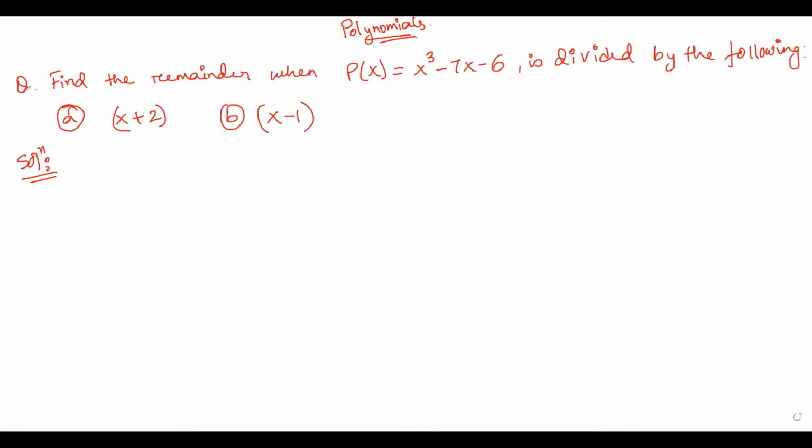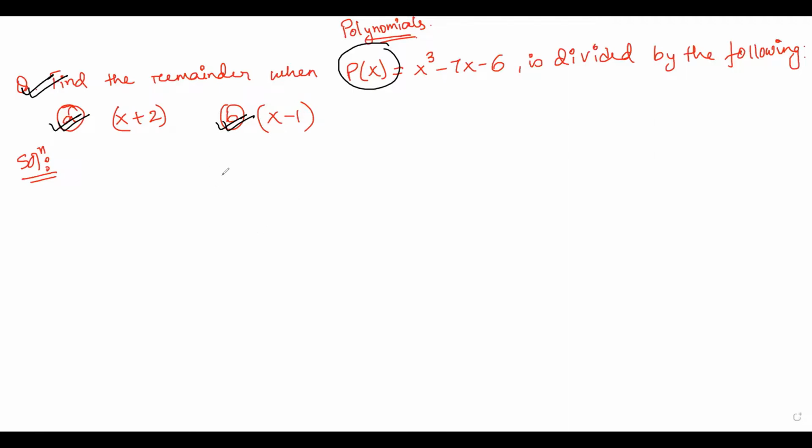Let us see this question now. Find the remainder when the polynomial p(x) = x cube minus 7x minus 6 is divided by the following. The first is x plus 2 and the second is x minus 1. Well, one thing that we can do is simply divide this polynomial p(x) by these factors x plus 2 and x minus 1, and we can simply find the remainder. But that would be too much time consuming. So let us see one easier way of finding the remainder in such cases.